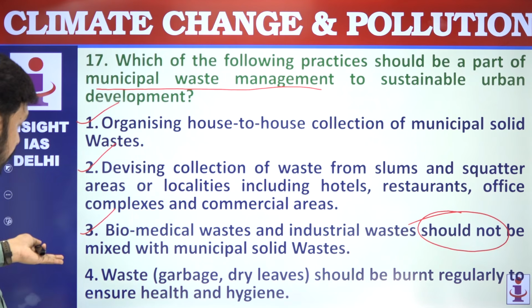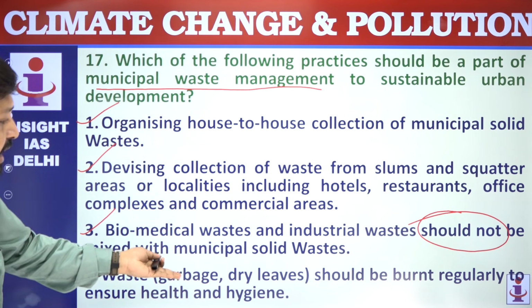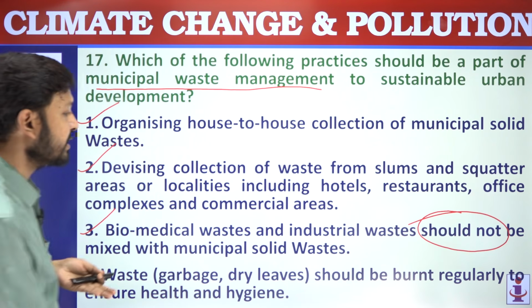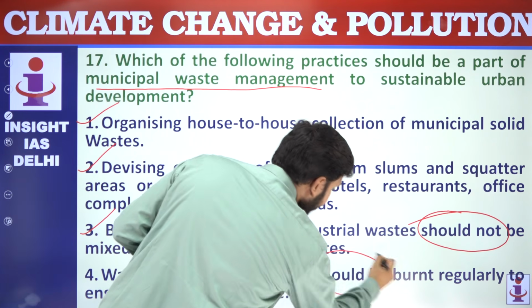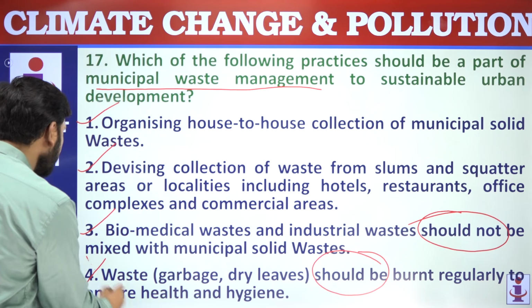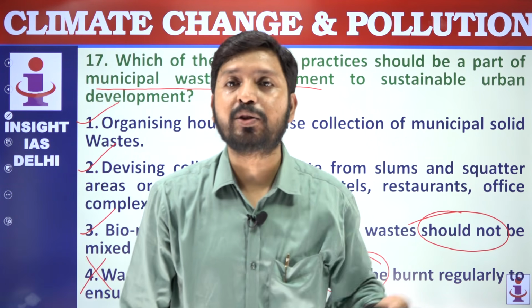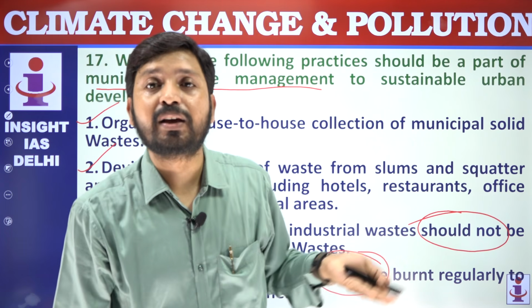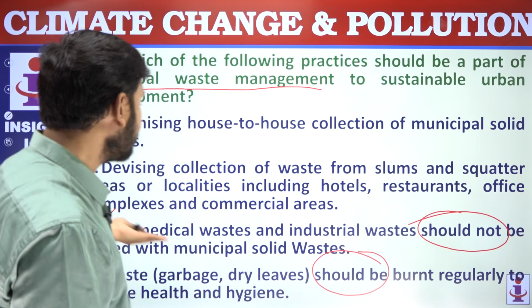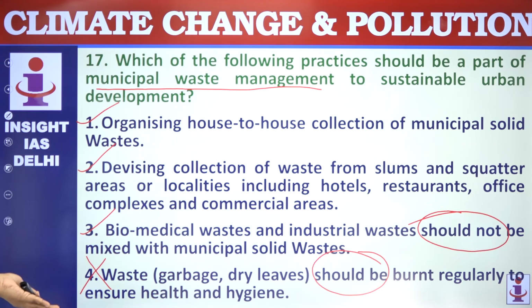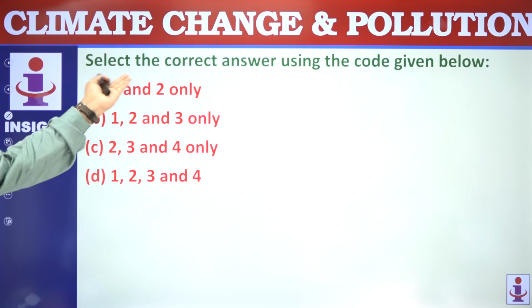And the next one, waste, garbage and dry leaves should be burnt regularly to ensure health and hygiene. Yes, this is the wrong statement, because these should not be burnt. If you burn them, what will happen? They will release carbon dioxide once again back into the atmosphere, so that is not sustainable. We need to use these for decomposing, so we can use them as manure. So the fourth one is wrong, and 1, 2, 3 are correct, and they are asking for the correct ones.